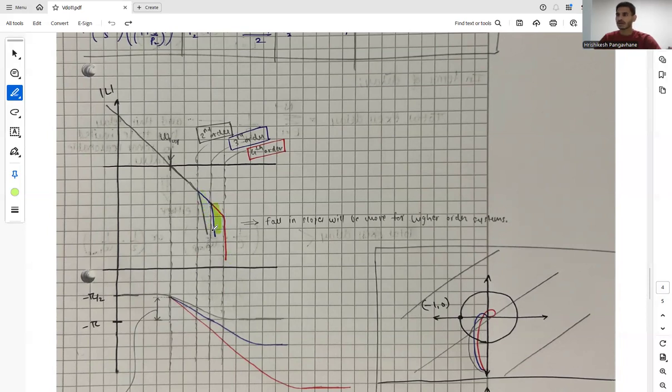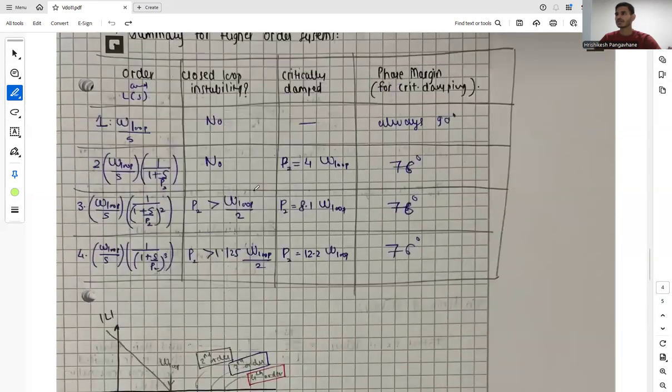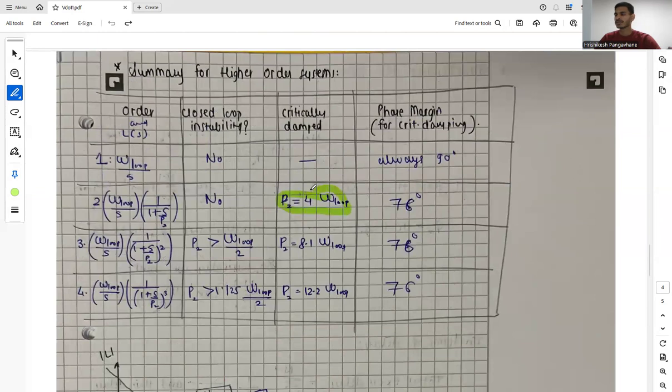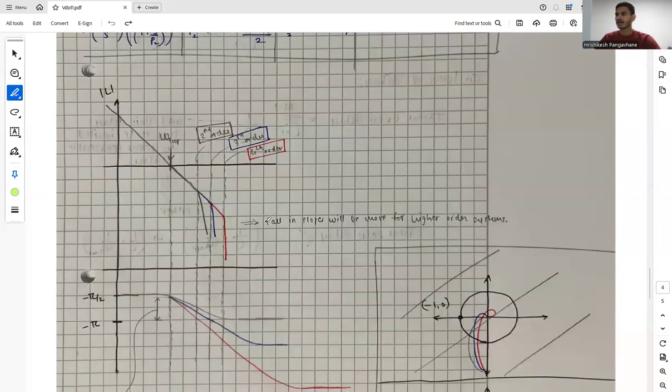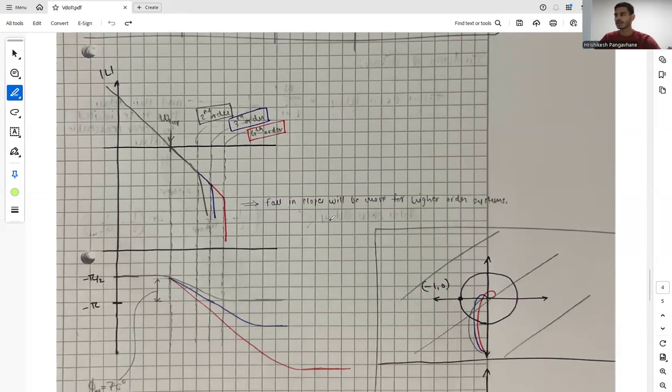This is how our third order system will behave, and this is how our fourth order system will behave, provided that the poles arrive at these positions. As we know, P2 is lying at 4 times omega loop. Then we have 8.1 times omega loop, and we have 12.2 times omega loop. And the fall in slopes will be more for higher order systems, as we discussed earlier.